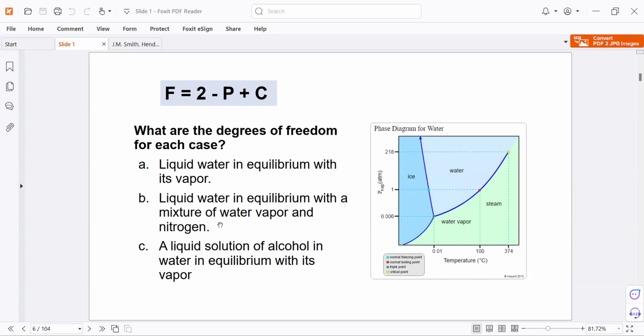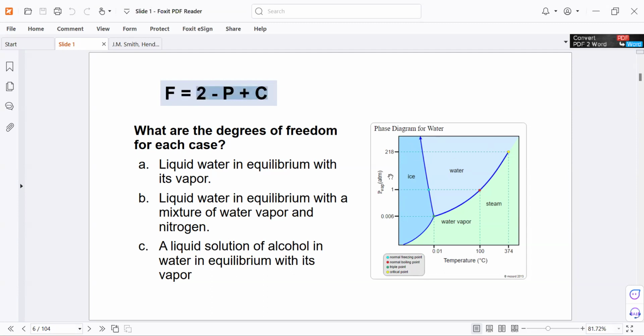Lastly, a liquid solution of alcohol in water in equilibrium with its vapor. So we have how many phases? 2 again. And then how many species? Also 2. So the answer is also 2 for letter C.